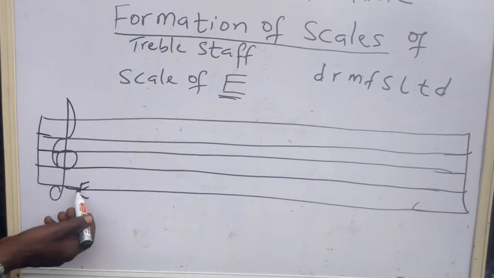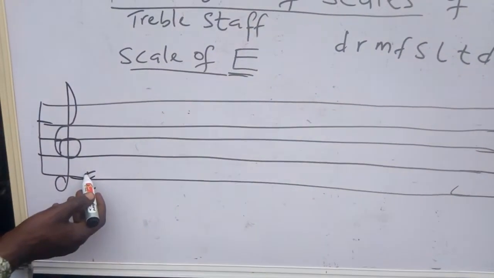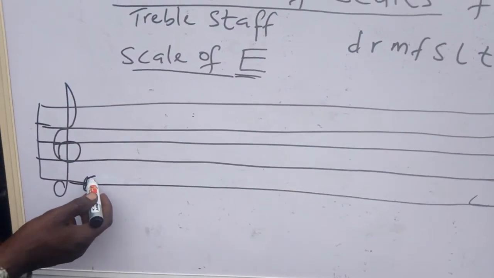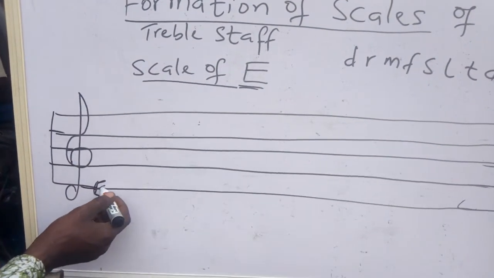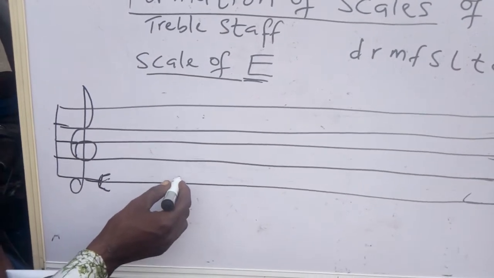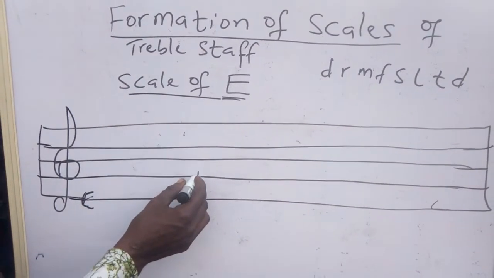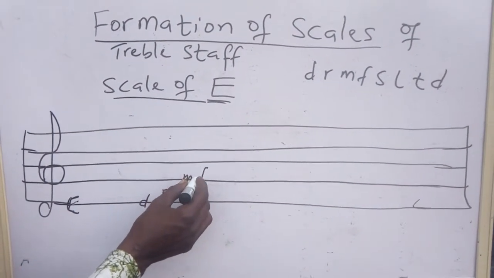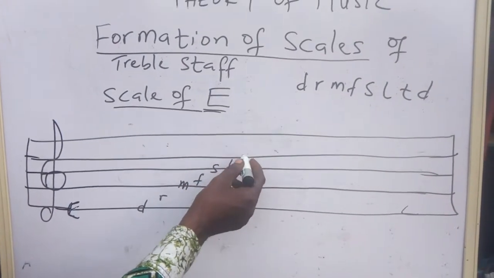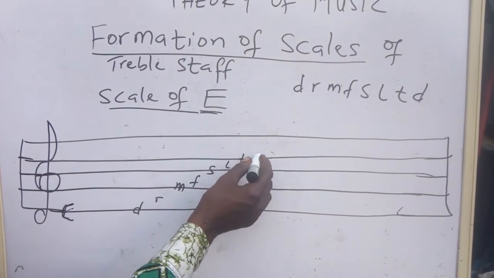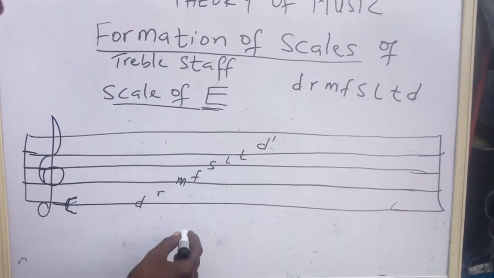Now, let's form the scale of E. We have E on the first line of the treble staff from the bottom. Where you have that E, your do will start from there. Your re will be in the middle, your mi will be on the line, fa in the space, sol on the line, la in the space, then ti will be on the line, and do will be on the final space, that is upper do.